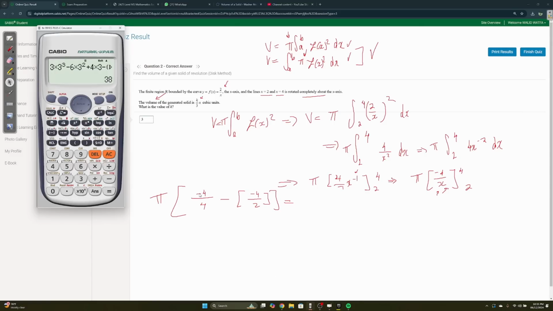You can do this stuff in your head. Minus 4 over 4 is minus 1, minus 2, which is just 1. But we can do it. Minus 4 divided by 4, minus 4 divided by 2. You get 1. Okay, 1 pi, right? What are they saying? They're saying k over 3 pi.